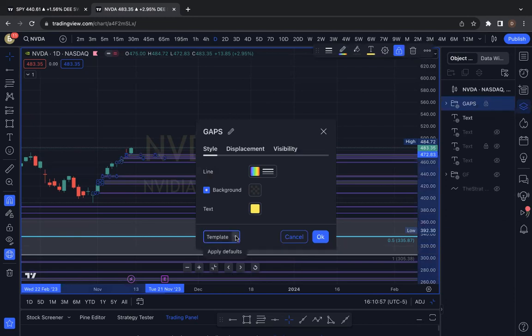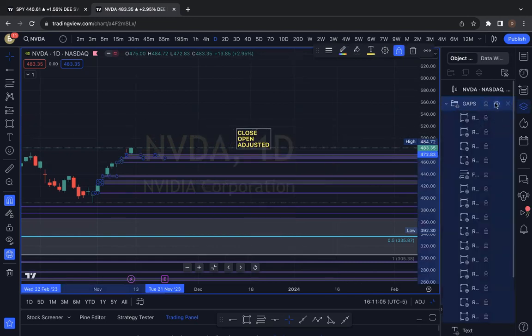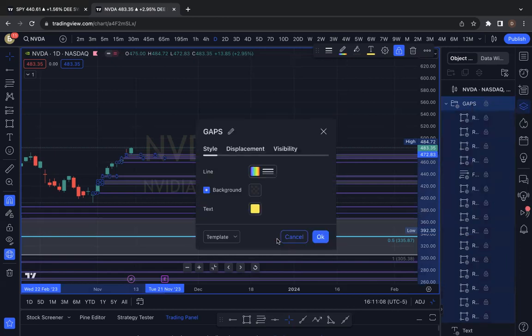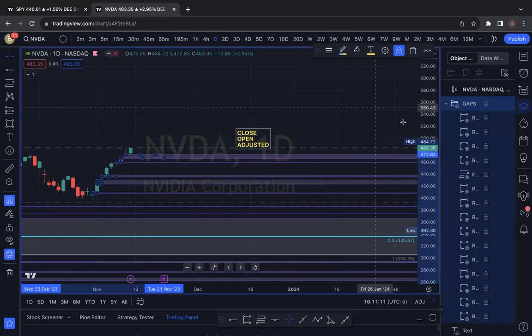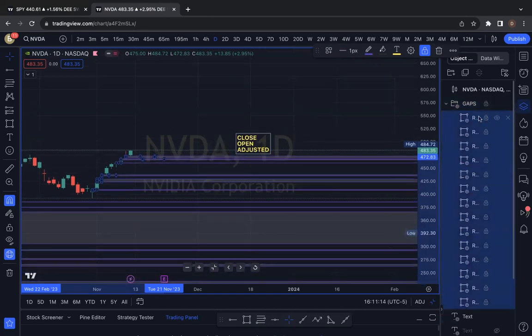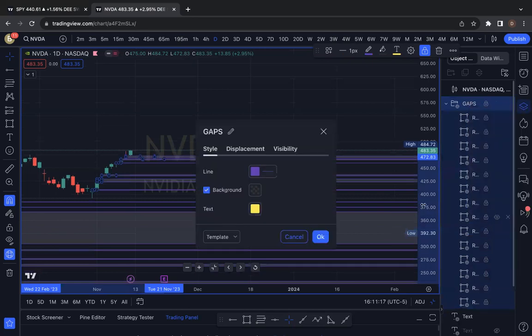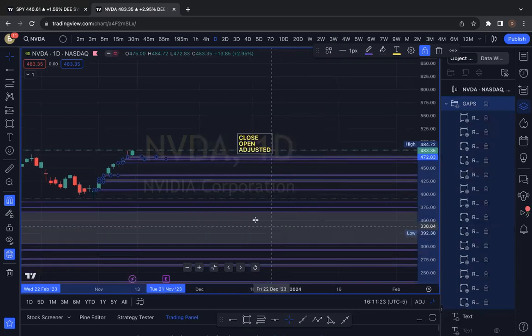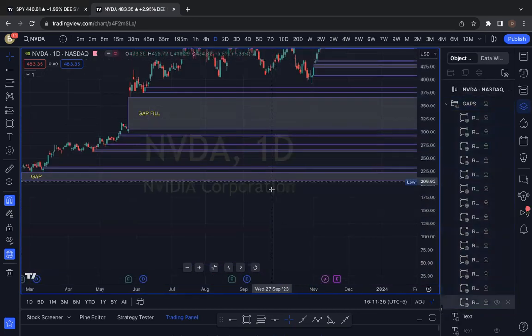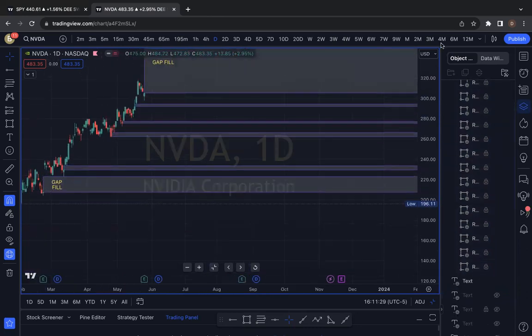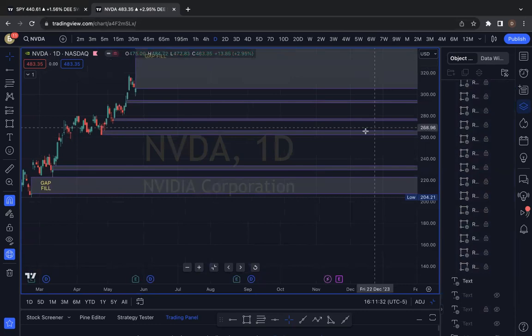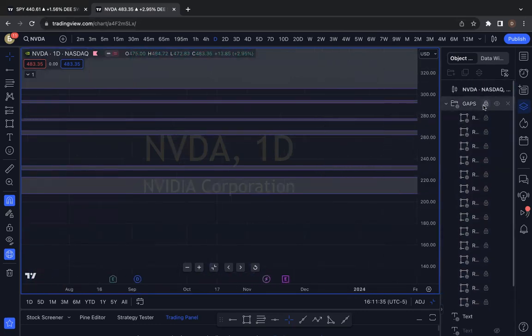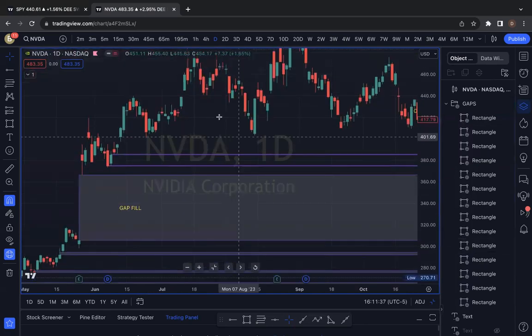So I have a template for gaps. Whenever it wants to show up for me. Second. Oh, you know what? I accidentally put fibs in here by accident. There we go. Okay, now let's try it. Template. I have my gap fill. Okay. And now all of these will say gap fill. Let me unlock it so you can see it. Now all of these will say gap fill.